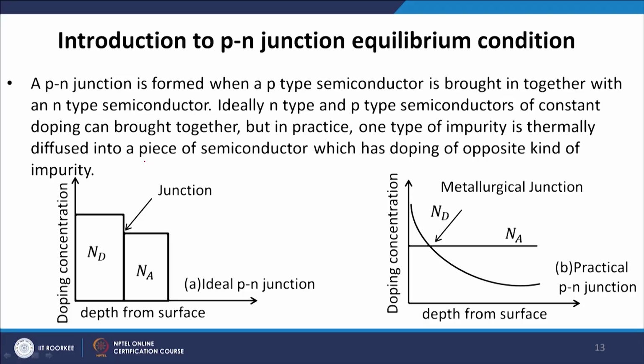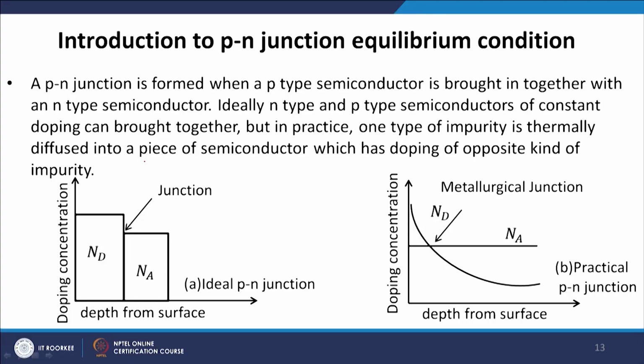The answer is no. Although ideally we expect that n-type and p-type semiconductors of constant doping can be brought together, in reality one type of impurity is thermally diffused into an already existing impurity. We start with p-type or n-type material and then diffuse the other type of impurity into that material, because later on we will learn that the construction of the depletion region at the p-n junction plays a very important role. That is why we simply cannot stitch a p-type and n-type semiconductor to make a p-n junction diode.